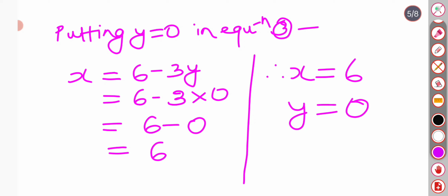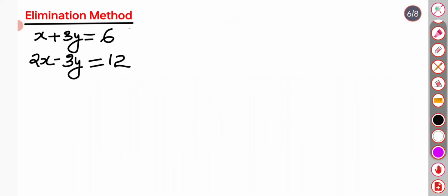So in this way we can solve the given equation by using the substitution method. It means we have to substitute the value of x and y. Either you can substitute x or you can substitute y. Okay. Now similarly, how will we solve using the elimination method? In the elimination method, we have to eliminate a variable. So how will we eliminate it?